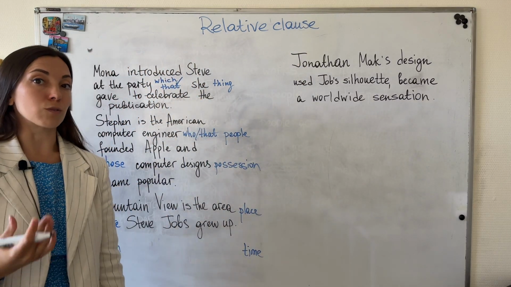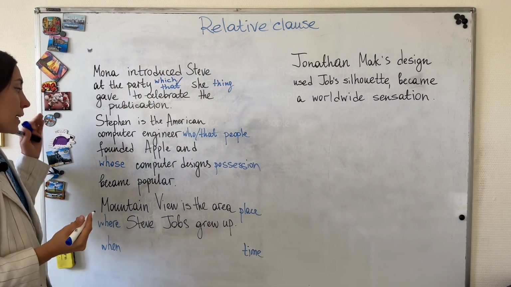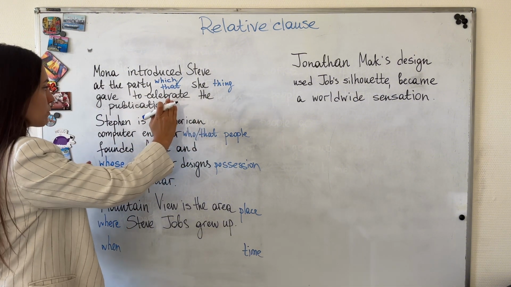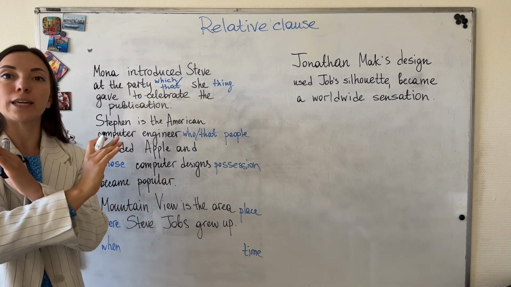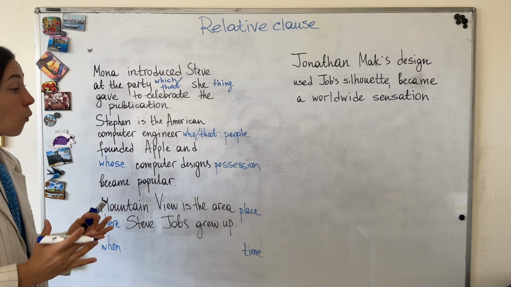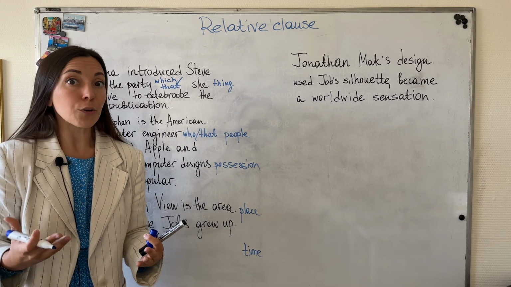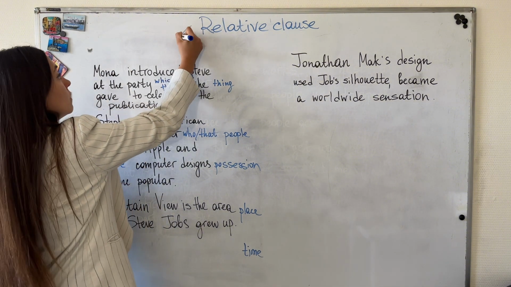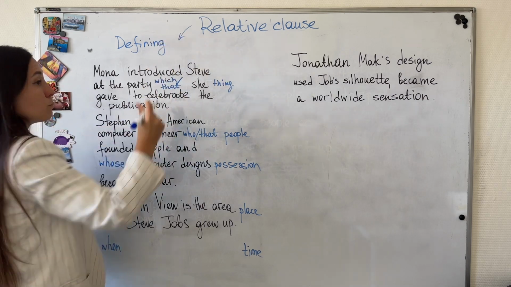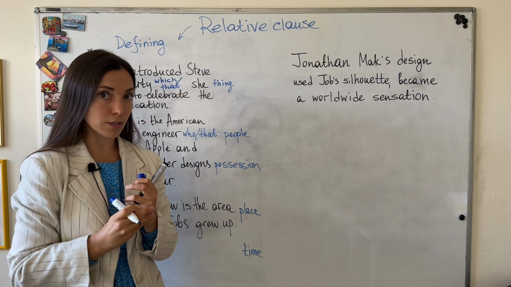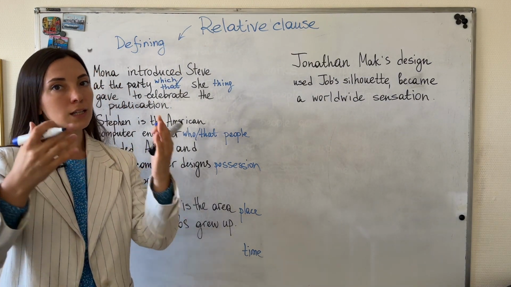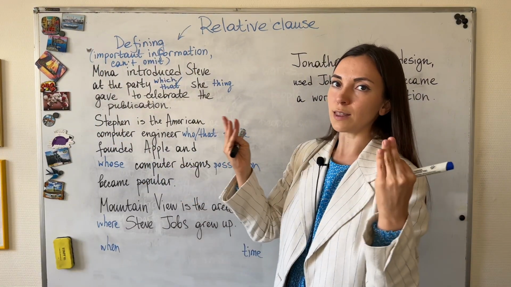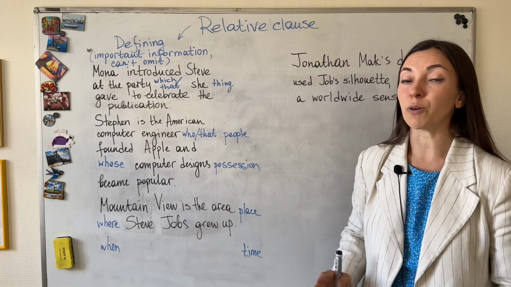There are two types of relative clause. The first one. Here we show something important. The information in the second part is essential. We can't omit it. Or if we omit it, without it, the sentence doesn't actually make sense. So we call it defining. It means it contains important information which we can't leave out. Okay, let's take a look at the second type of relative clause.